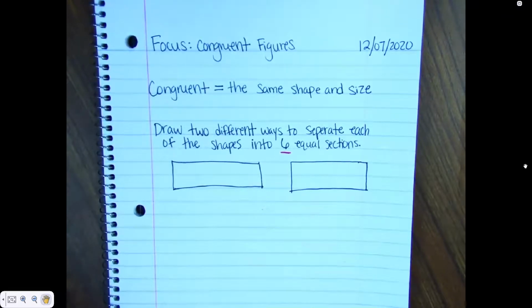Oh, Katya, yes. Have you drawn it? Why did you draw 2 of them? Because it says 2 different ways. So you're showing me 2 different ways.